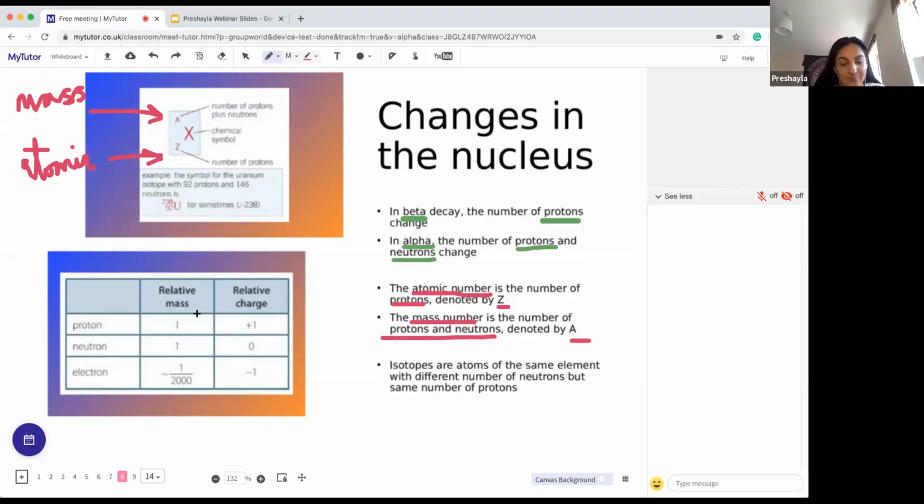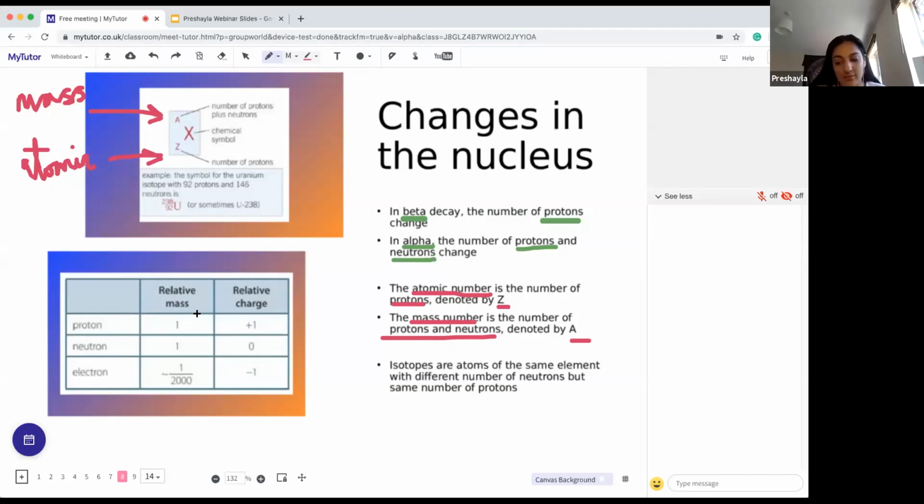This table says that the relative mass of a proton is 1, and the relative mass of a neutron is also 1. So we pretend that the mass of a proton is 1 and the mass of a neutron is 1, because they're roughly the same mass. However, the mass of an electron is so small, only 1 over 2,000. Because it is so small, we just pretend that it's 0.